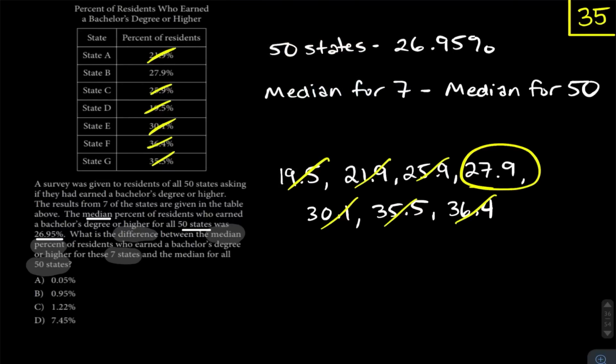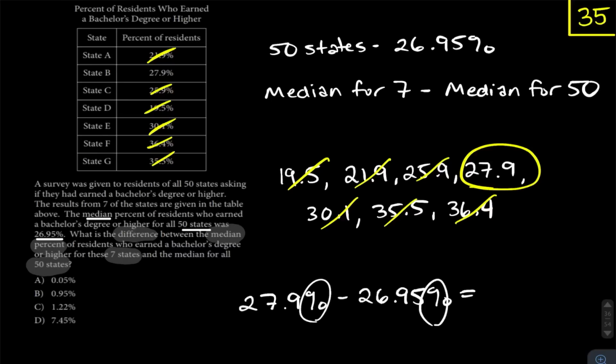Awesome. So the median for 7 states is going to be 27.9%, and we want to subtract the median for 60 states, which is 26.95%. You can put this in your calculator if you want. Don't include the percents because that's just going to be a hassle. But if we just subtract these two, we're going to get 0.95%. You might already be able to see that without putting it in your calculator. That's choice B.